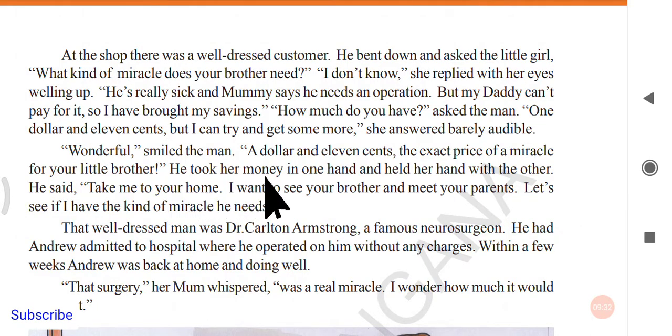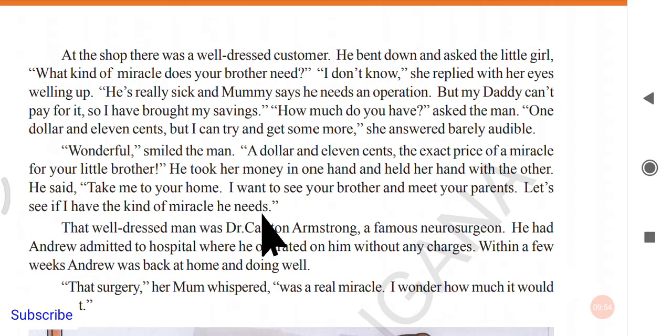And he took her money in one hand and held her hand with the other. He took all the money which she placed on the counter, and he also took her hand and started to move from there. And he said, "Take me to your home. I want to see your brother and meet your parents. Let's see if I have the kind of miracle he needs."